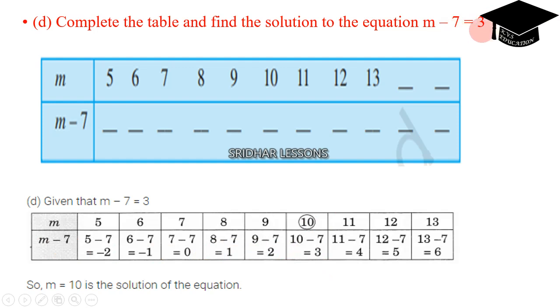So m minus 7 is equal to 3. Here the value of m is 10. So m is equal to 10 is the solution of the equation.